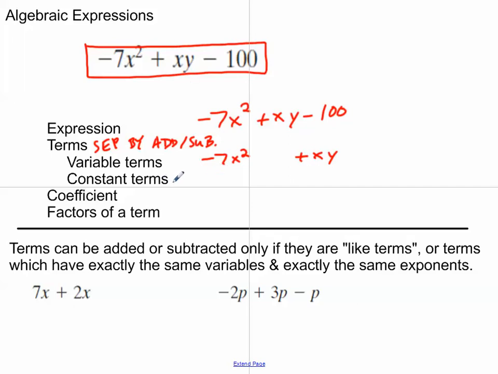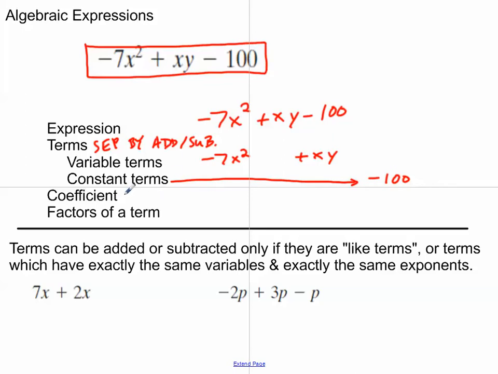What are the constant terms, or what is the constant term here? Constant terms don't have variables. So what's our constant term? Negative 100. That would be our constant term. The only term that we have that's constant is negative 100 because it does not have any variables in it.